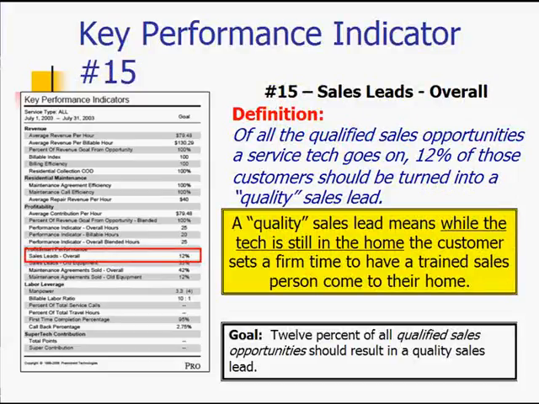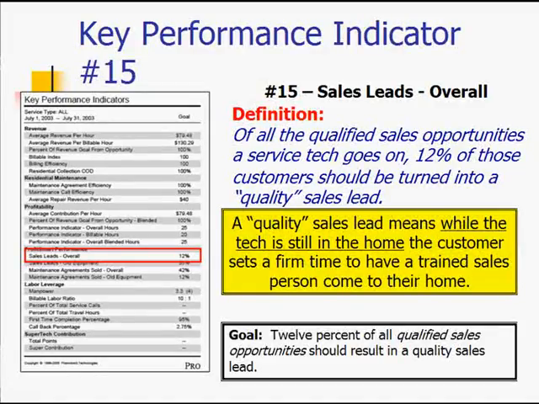Key Performance Indicator number 15, Sales Leads Overall. Of all the calls that a technician goes on during the month, 12% of those should be turned into what we call a qualified sales lead. Now, we need to define a little bit what a qualified sales lead is. A qualified sales lead is when a technician is in the home, he sees that the equipment needs to be perhaps replaced, or at least the customer needs to be thinking about upgrading their system for whatever reason.